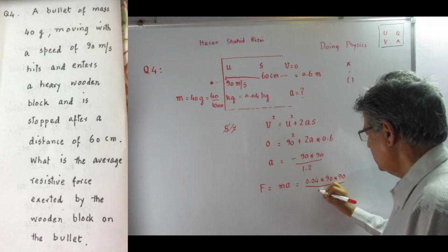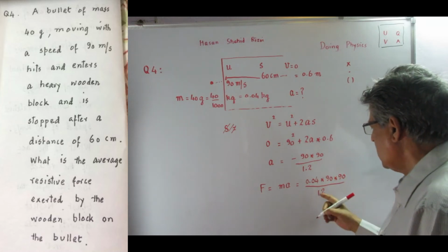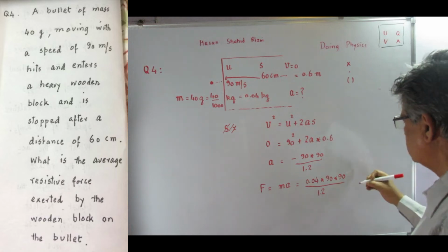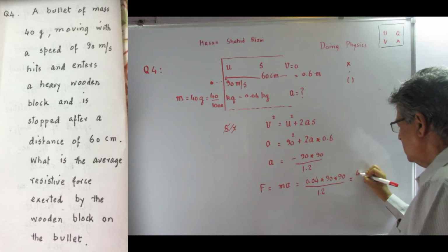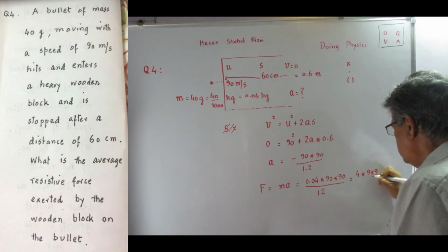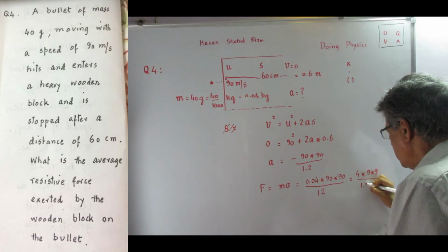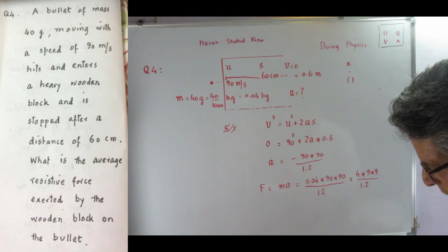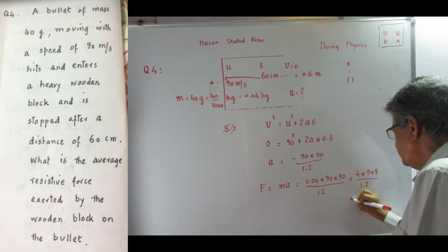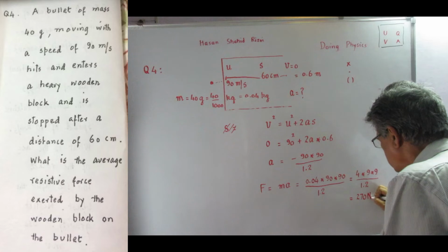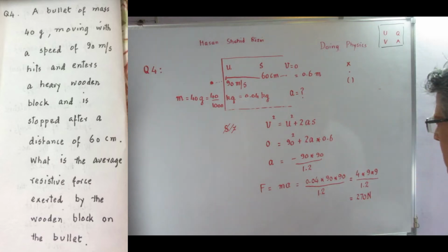I suggest that 1.2, and I multiply it by 10 here, and 10 I take from here, so this becomes equal to 4 into 9 into 9, which is 81, divided by 1.2, and when we make out the calculations, this is 270 newtons. 270 newtons. So that is about the question before.